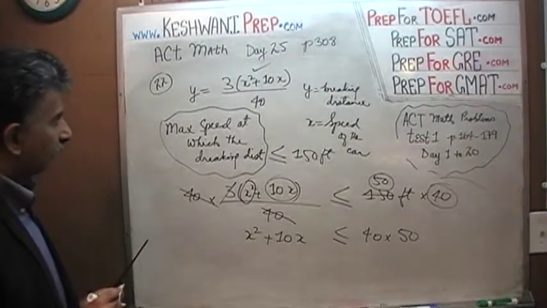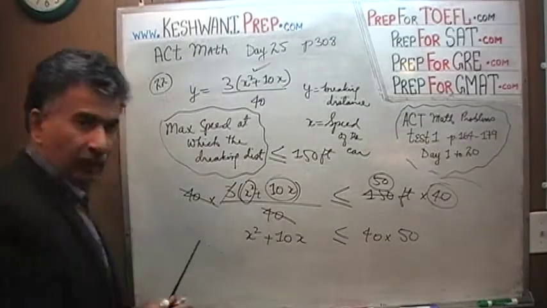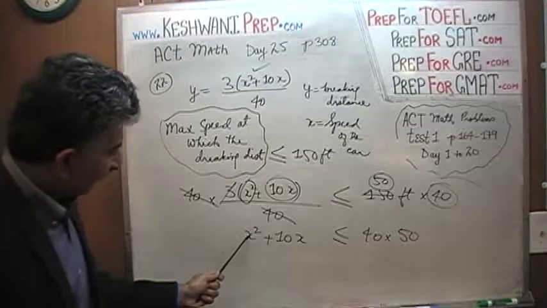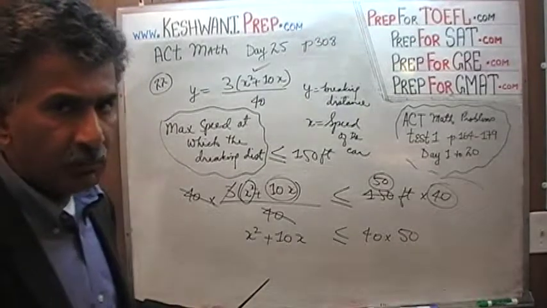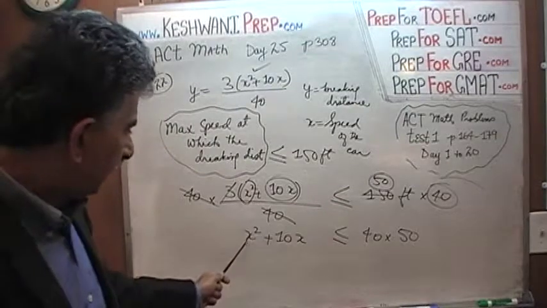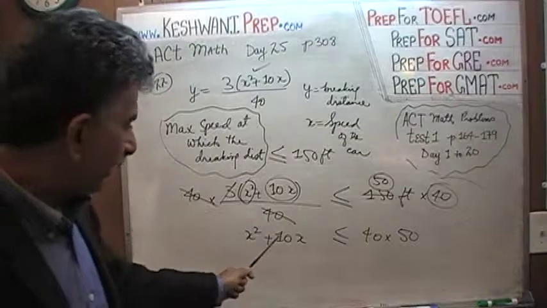Okay, we're almost done. I should have done it on the top. Now, here's the tricky part. I see x squared here, I see 10x here. Don't convert this into a quadratic equation. It will be a pure hell. Keep it simple. Do you find any common factor between x squared and 10x?